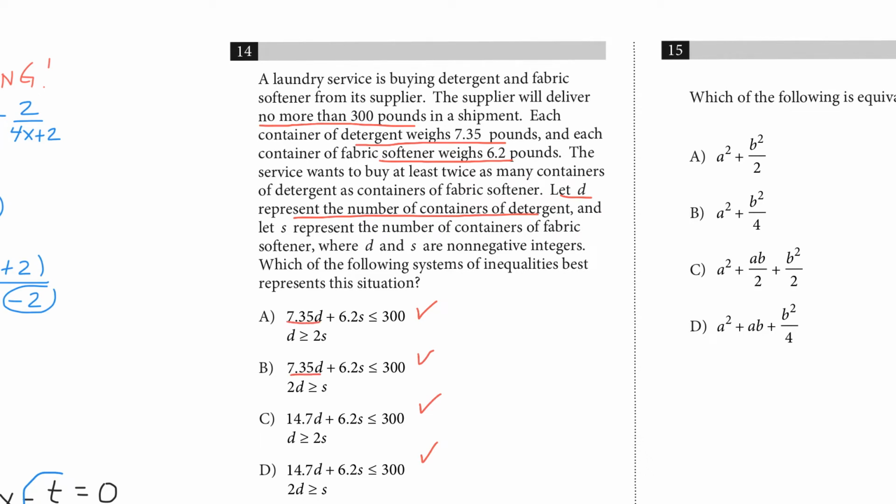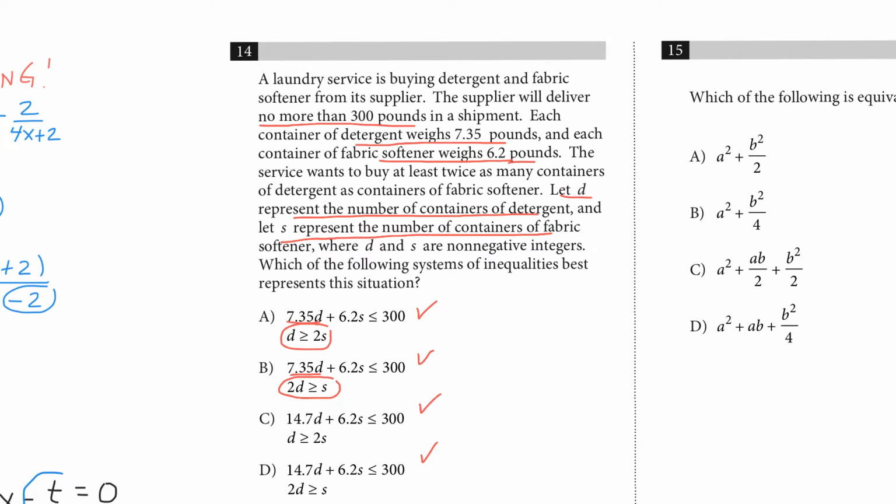and so the only two that have that are A or B, and 6.2 S because the softener is 6.2 pounds, and S stands for the softener. S represents the number of containers of fabric softener. So then we get down to, is it A or B? Well, the only difference here is D is greater than or equal to 2S, or 2D is greater than or equal to 2S. Well, let's read the rest of the problem.